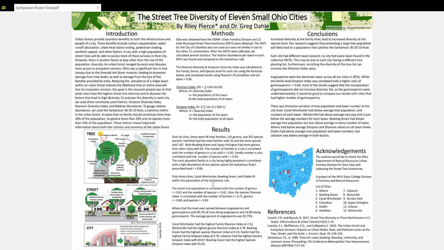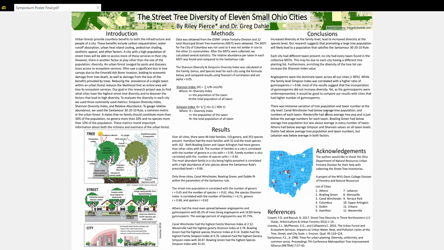I think that the most important result that we can take from this study is that Athens had the most even spread between angiosperms and gymnosperms, but they did not really gain anything from having this even spread. Angiosperms, which are flowering trees, such as maples, such as oaks, apple trees, they were the most dominant taxon across all of our cities. They were always above 80% prevalent, while gymnosperms, things like pine trees and spruce trees, were always much less than even a quarter prevalent in a city.